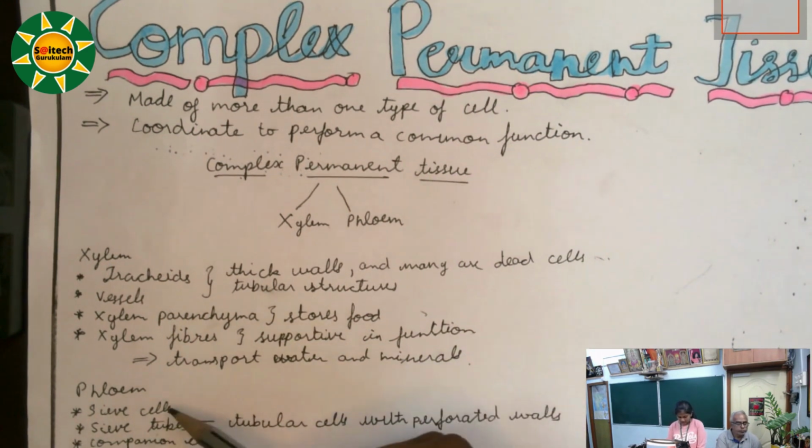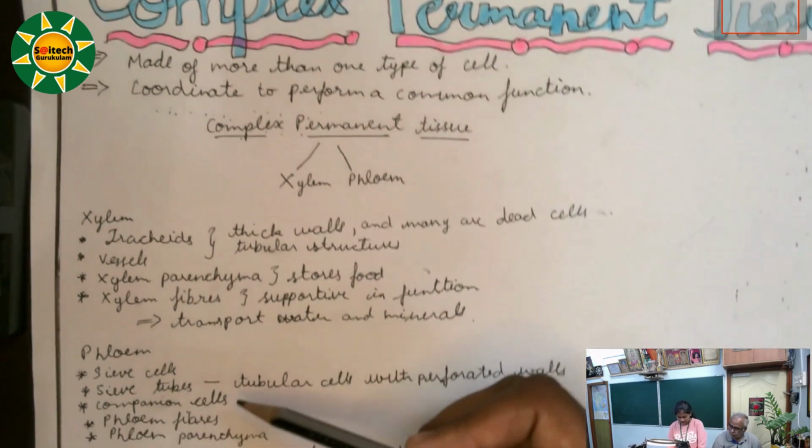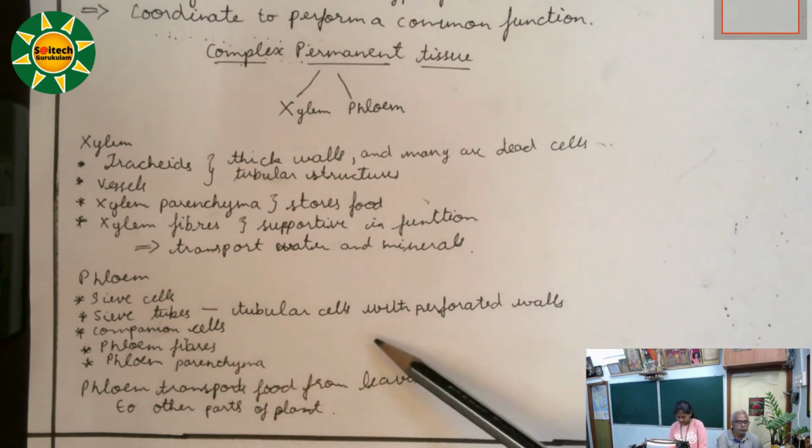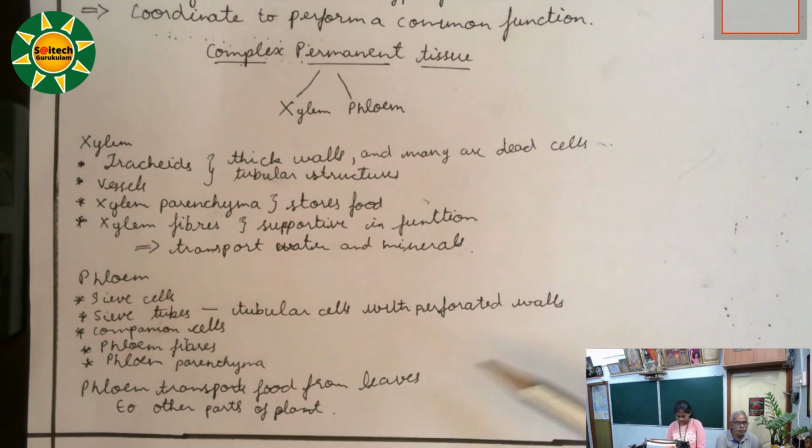And next, phloem. Phloem has majorly 5 types of cells in it. There are sieve cells, sieve tubes, companion cells, phloem fibers and phloem parenchyma. Sieve tubes are tubular cells with perforated walls, and phloem transports food from leaves to other parts of the plant. What do you mean by perforated walls? It consists of a lot of holes. Okay? Yes. And that is why they are called sieve cells. Sieve means a filter, like that. And phloem transports food from leaves to other parts of the plant after photosynthesis.